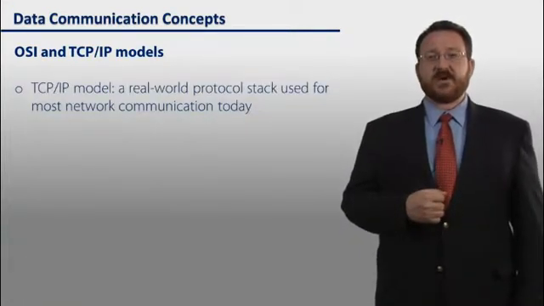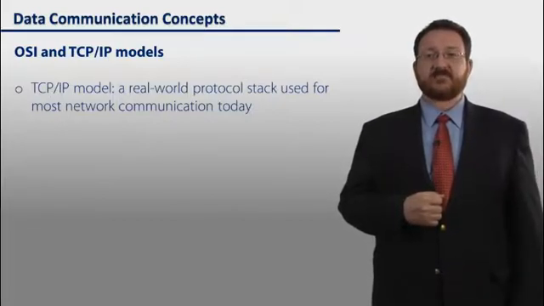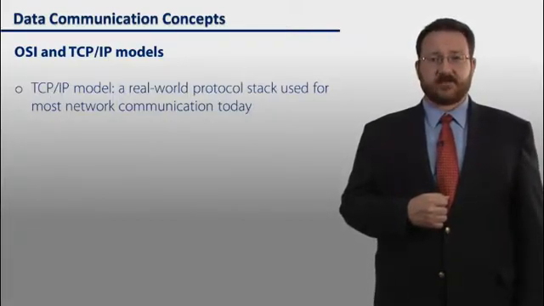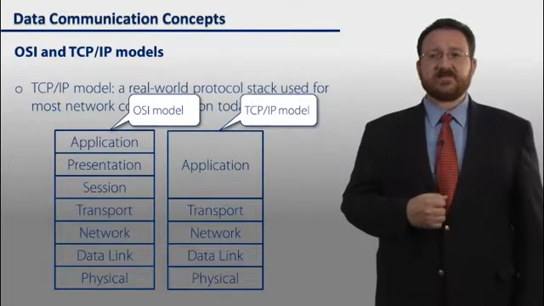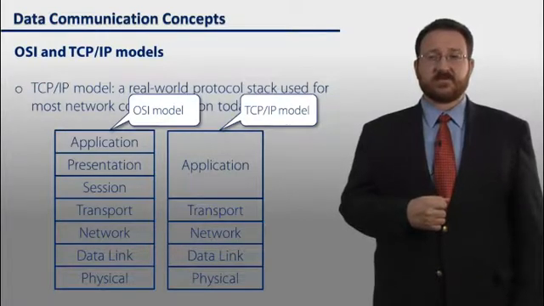The TCP/IP model, in contrast to OSI, is a real-world protocol stack that's used for most communication over networks today. Contrasting these two, we see that the TCP/IP model on the right combines the top 3 layers of the OSI model into one massive layer called the application layer. We still refer to this as layer 7, just as we refer to the transport protocol as layer 4, the network as 3, the data link as 2, and the physical as 1.